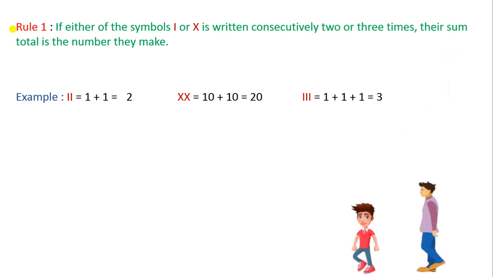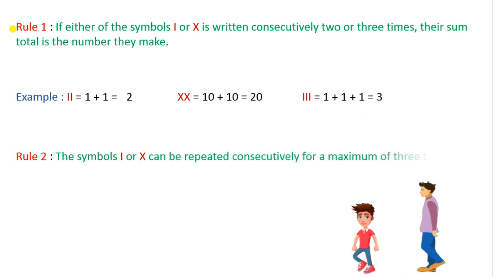Now, we are going to rule number 2. Okay, sir. Rahul, the answer to your question is rule number 2. That is, the symbols I or X can be repeated consecutively for a maximum of 3 times. The numeral V is never repeated consecutively. Oh, this is a rule. Yes. Let us see examples.